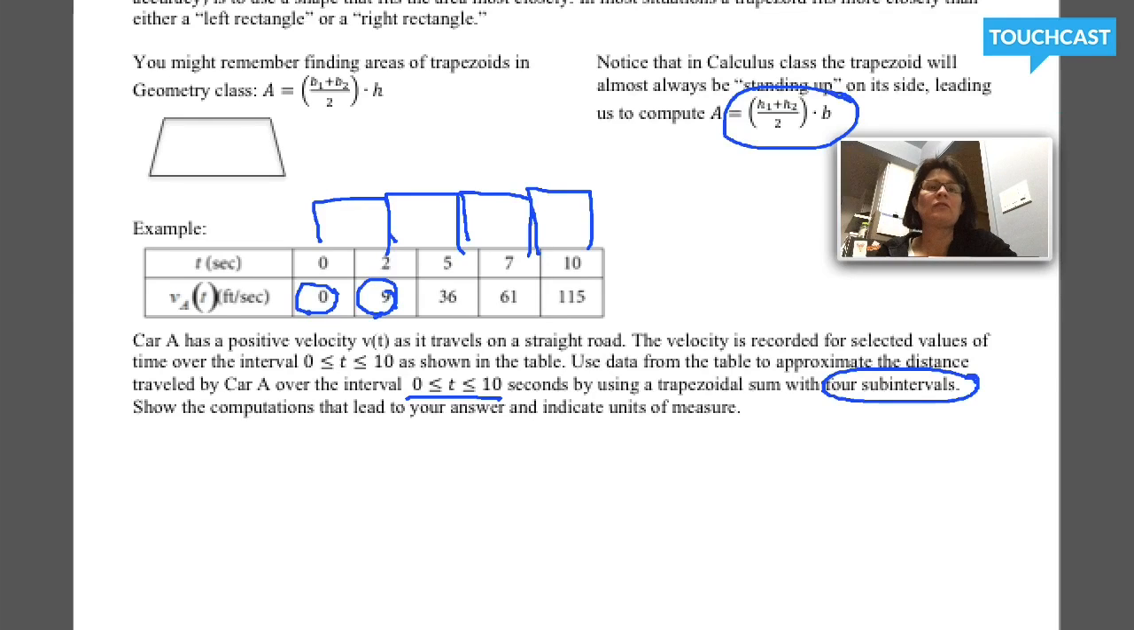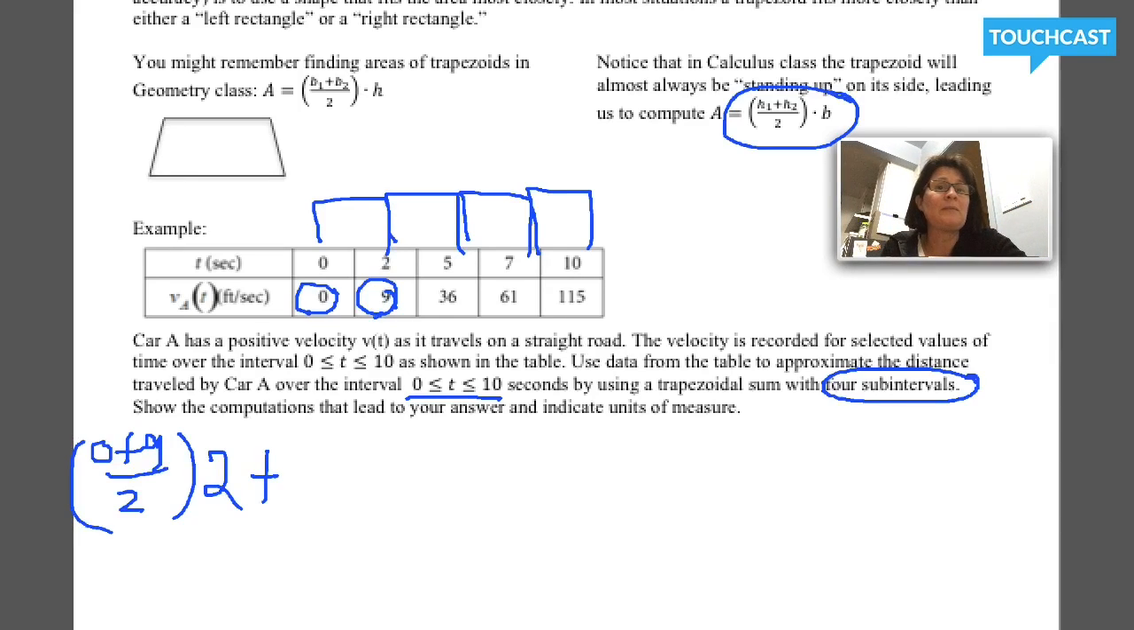I take the average. So I'm going to write 0 plus 9 over 2, and I'm going to multiply that by the base. That's the distance across this trapezoid. Well, this trapezoid covered from 0 to 2. That's a distance of 2. That was my first trapezoid. I have 3 more to go.